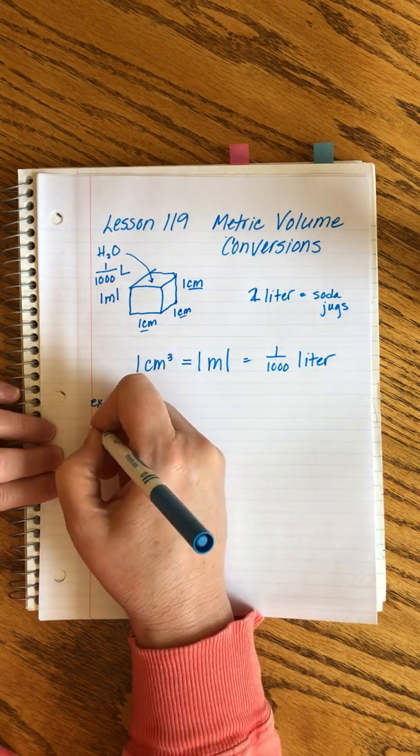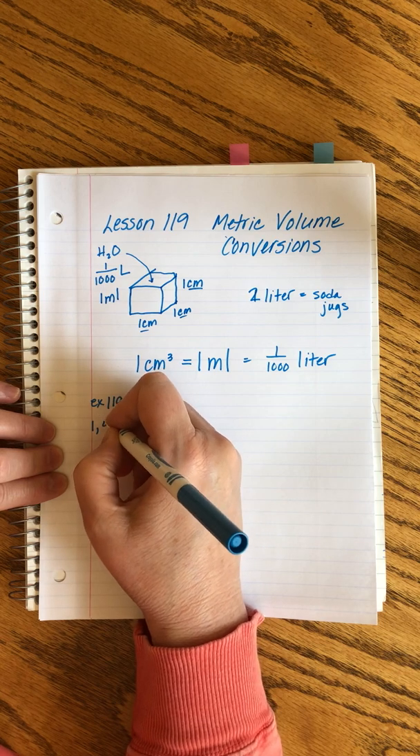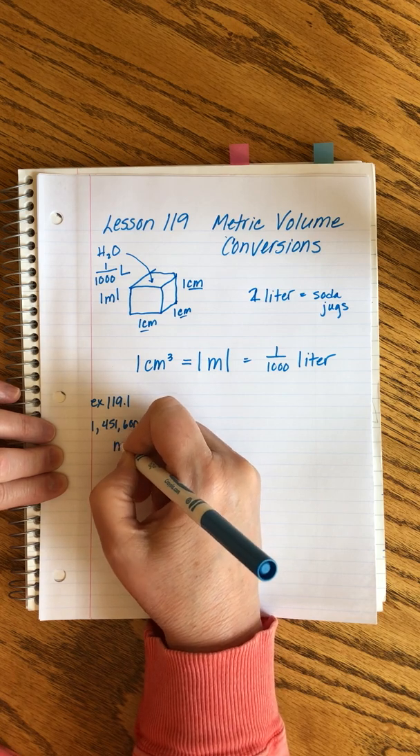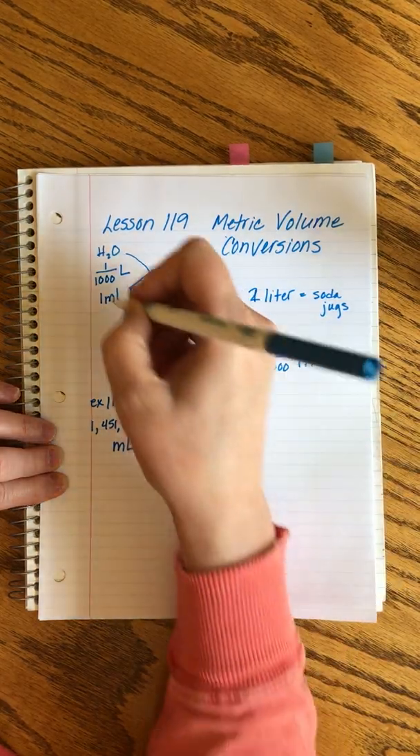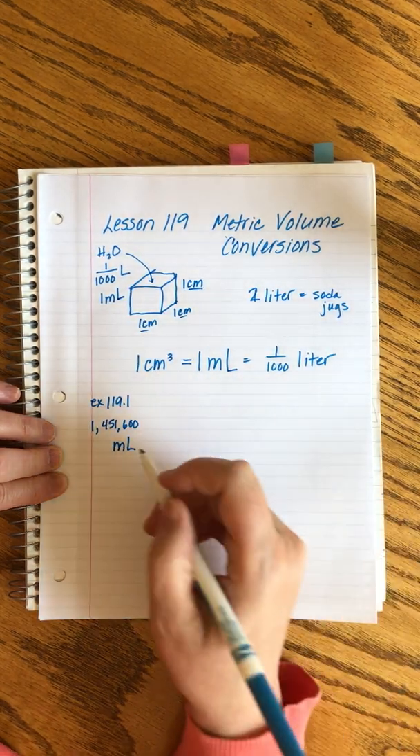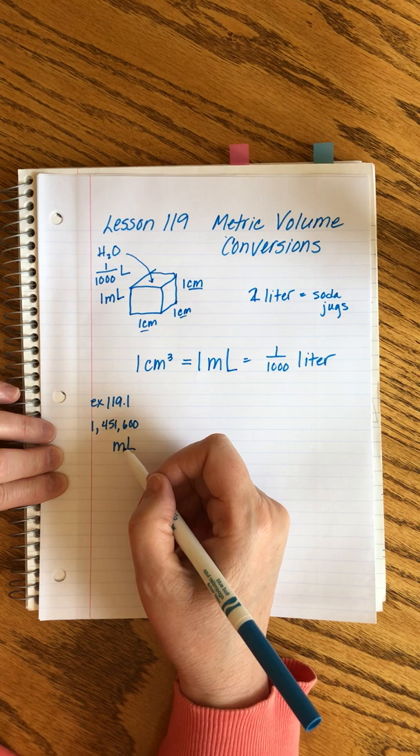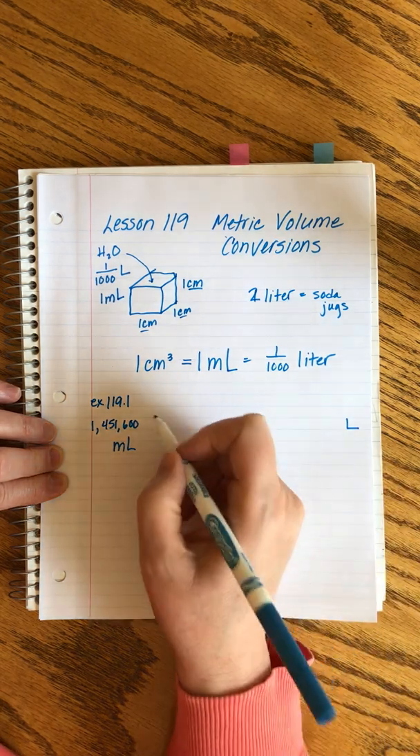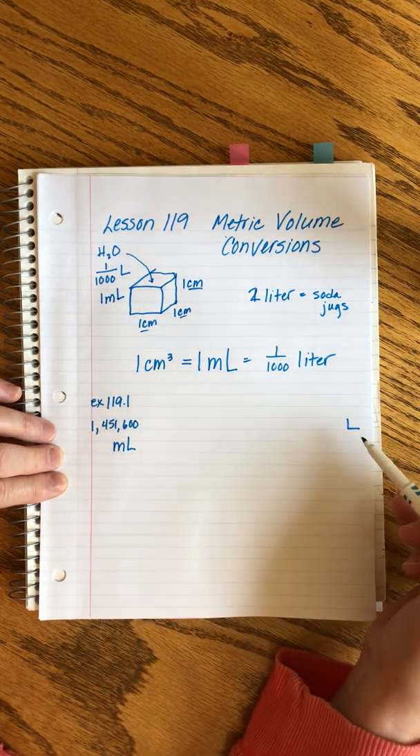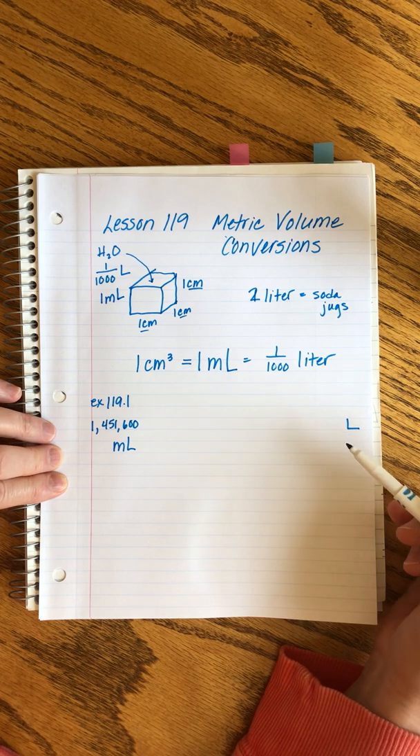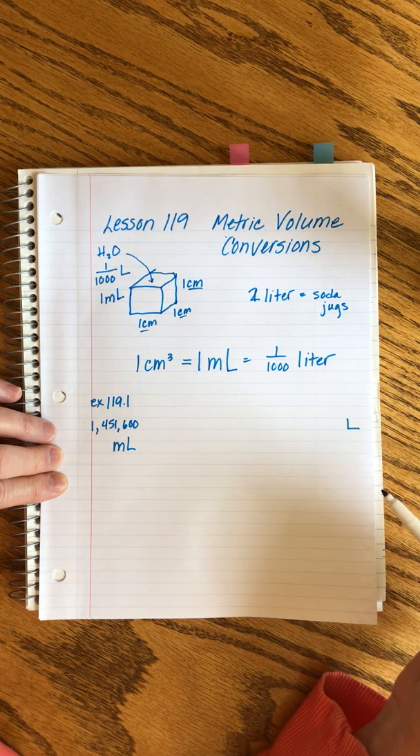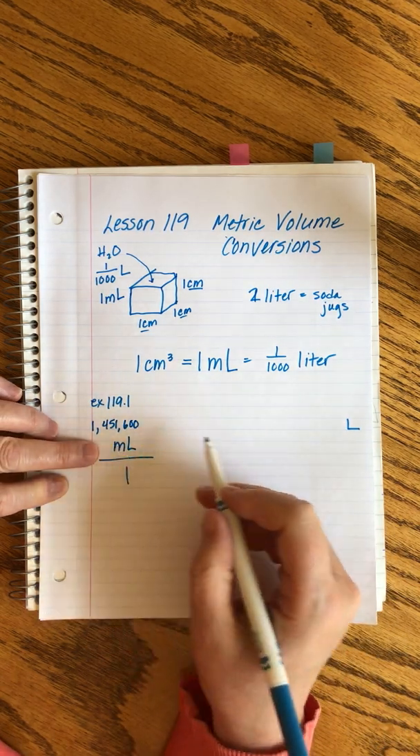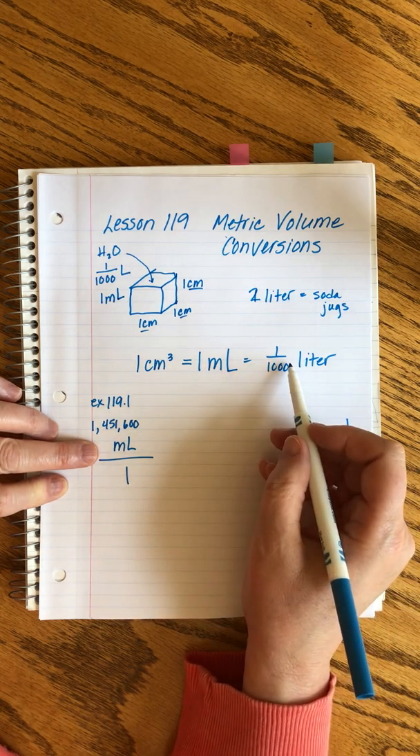We want to convert 1 million, oh my gosh, such a big number, 451,600 milliliters, and I guess technically it should be an uppercase L, milliliters, to liters. These are measures of volume, so we don't have to do it 3 times, okay? That seems really weird, but it's true. This is over 1. So what links milliliters to liters? Oh, here it is right here.